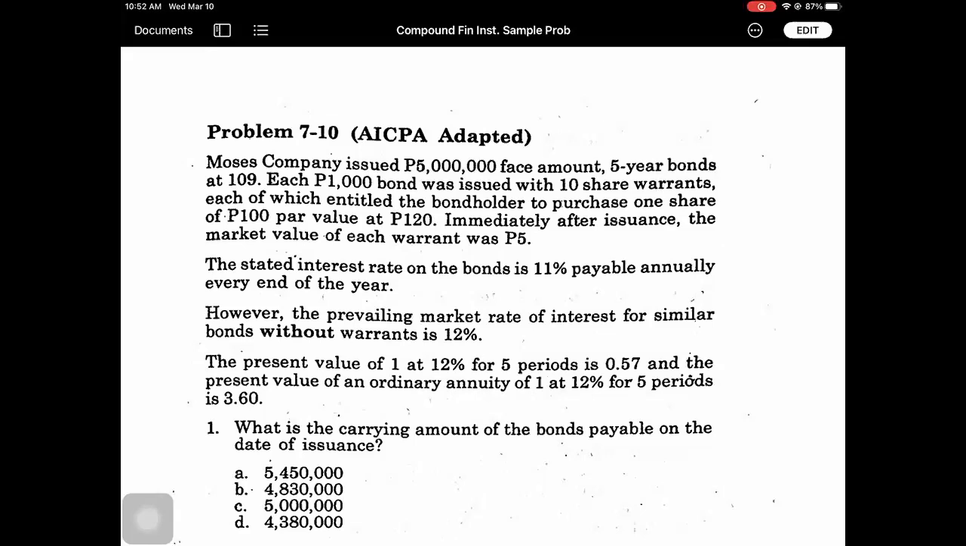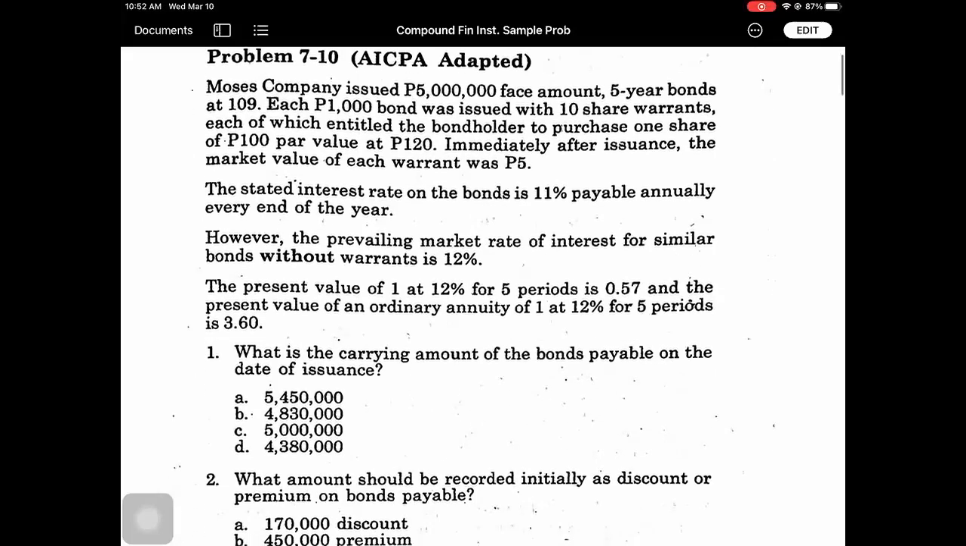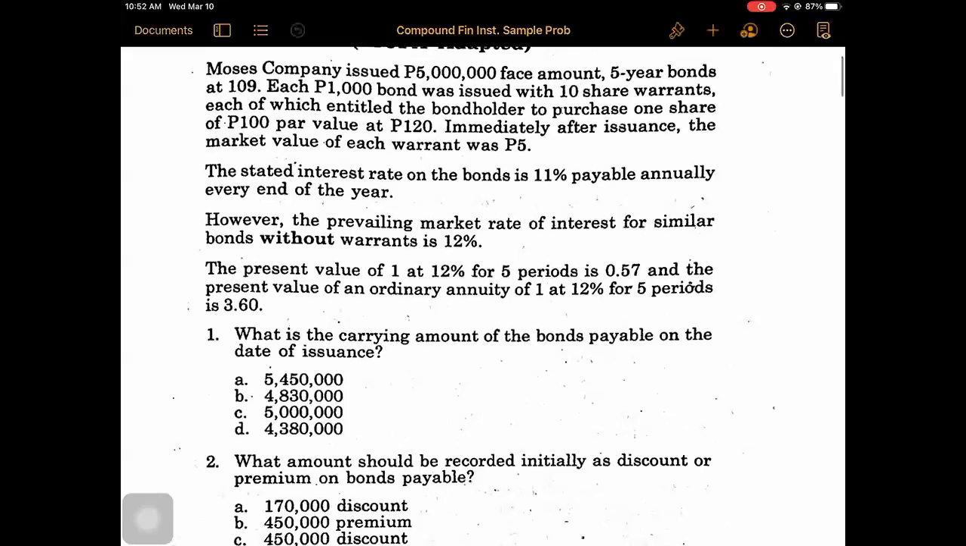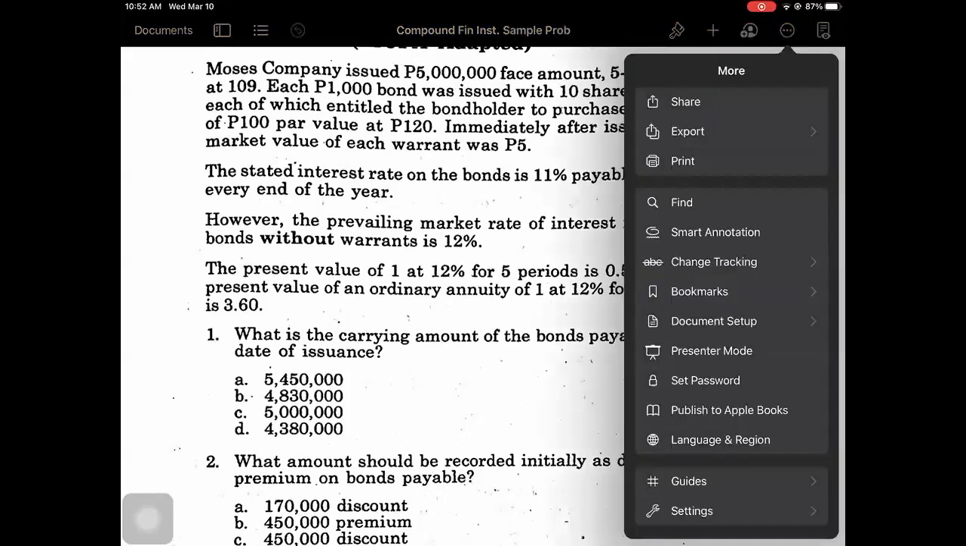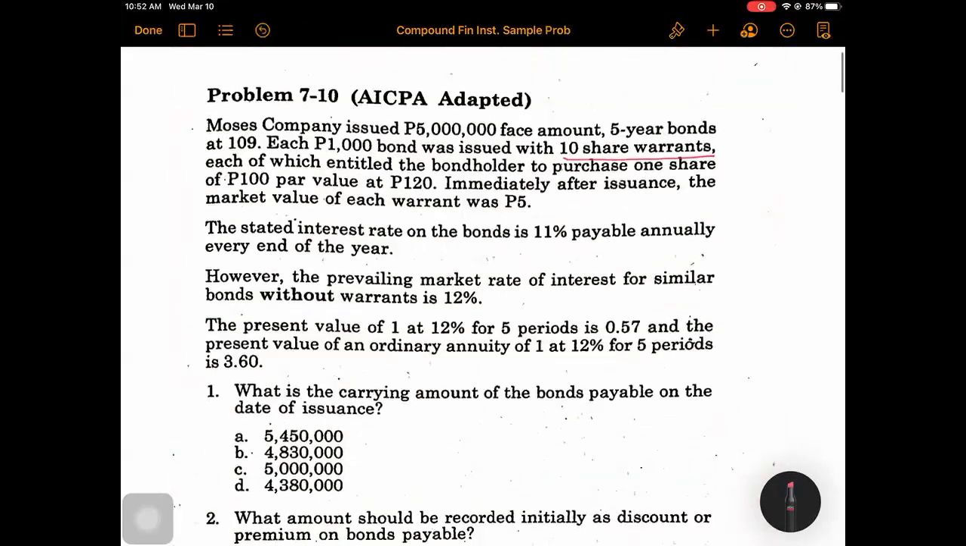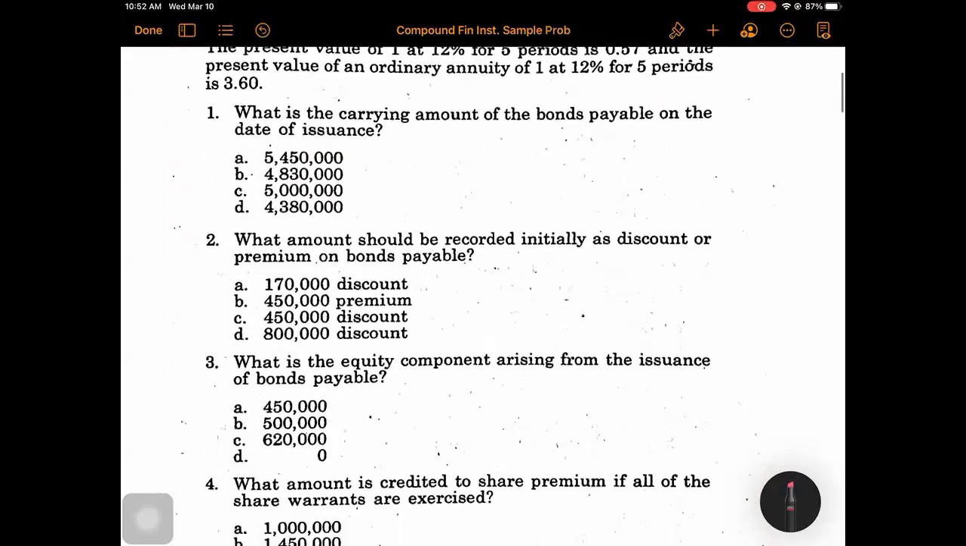Sige, if you have no questions, let's answer sample problems under compound financial instrument. Okay, so this is a problem. Bonds payable with share warrants. Okay, here in this problem, we have 4 questions.